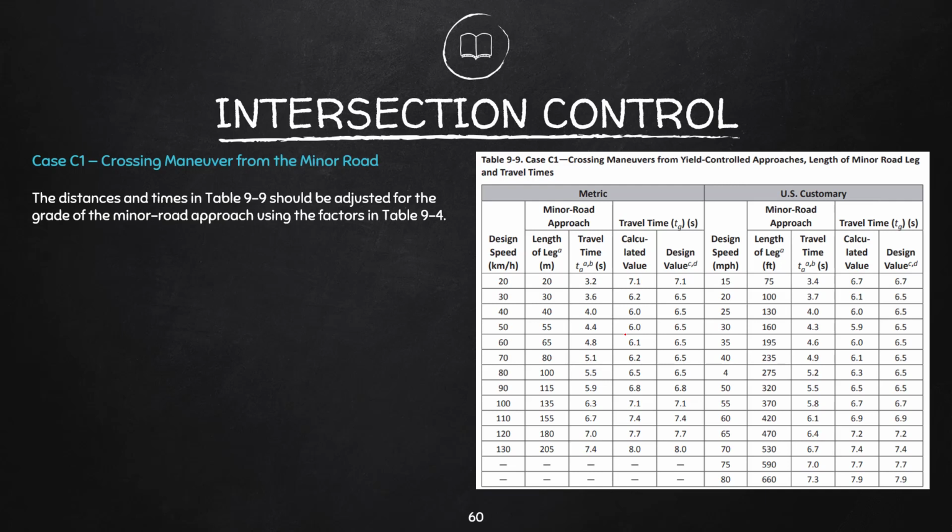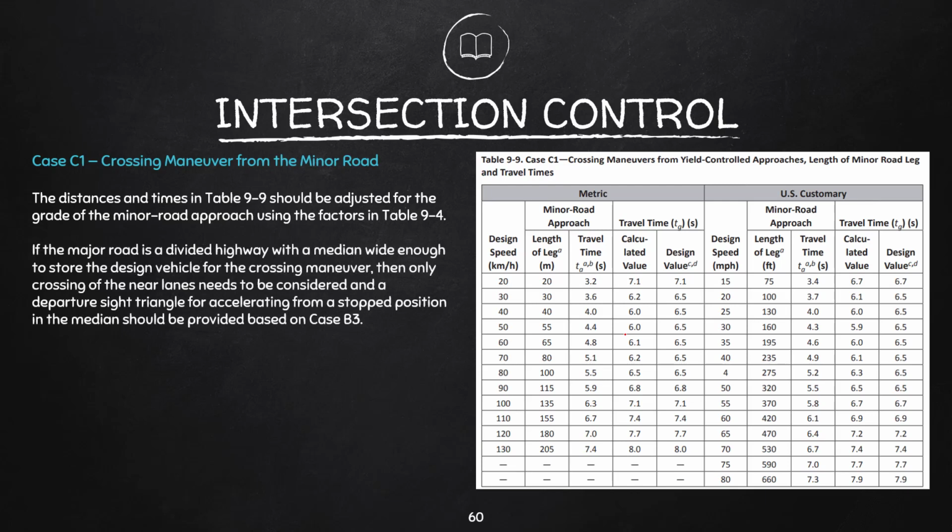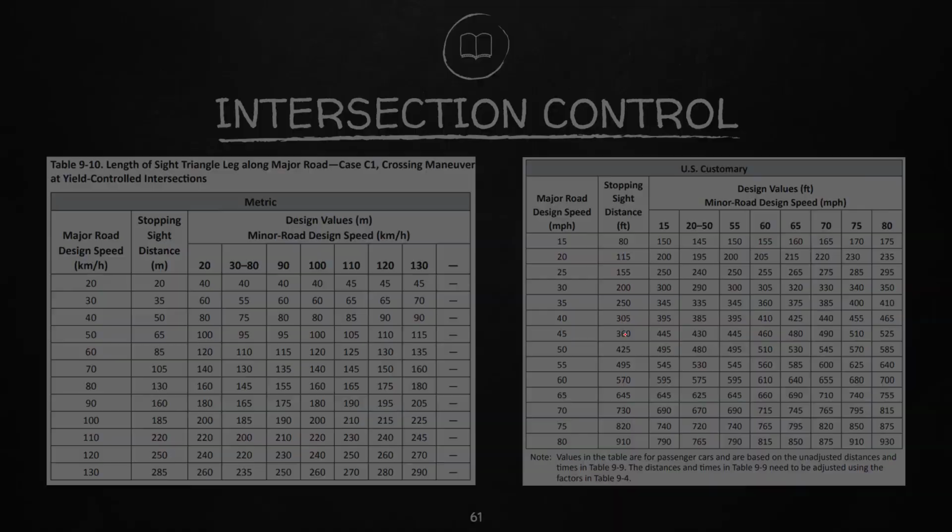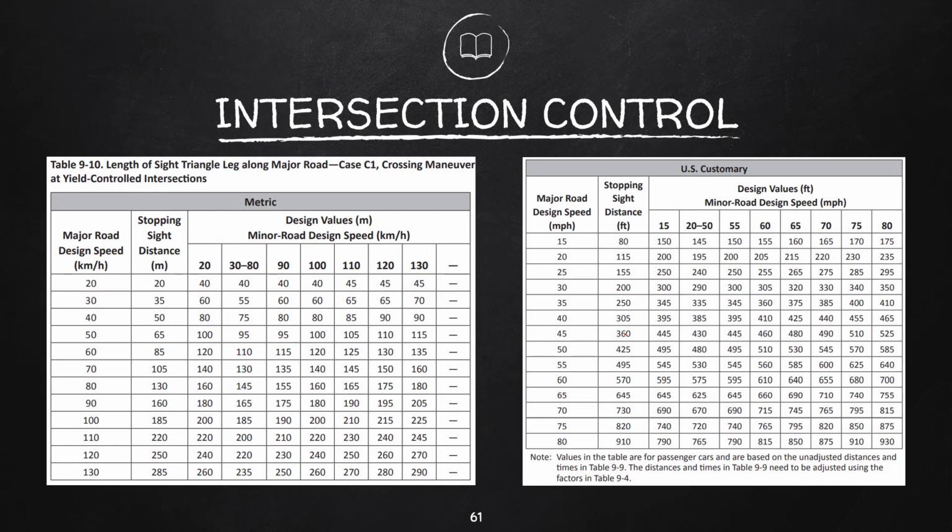So the distances and times in table 9-9 should be adjusted for the grade of the minor road approach using table 9-4. And if the major road is a divided highway with a median wide enough to store the design vehicle for the crossing maneuver, then only the crossing or the near lanes need to be considered, and the departure site triangle for accelerating from a stop position in the median should be provided based on case B3. So that is similar to the previous discussions. Table 9-10. Here is the length of the site triangle along the major road, C sub 1 crossing maneuver at yield-controlled intersections.